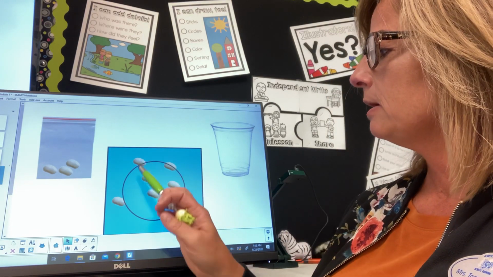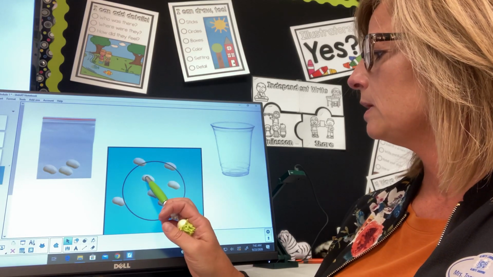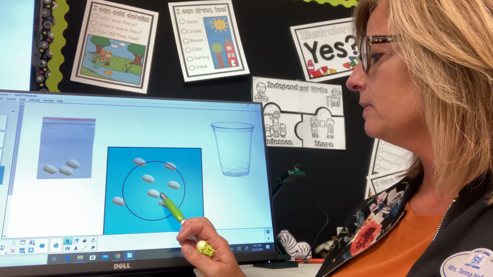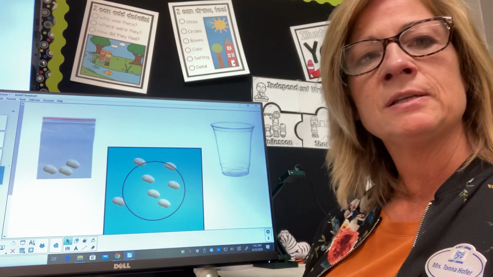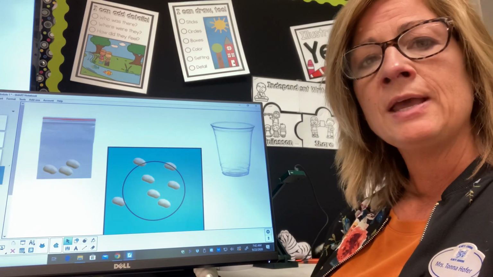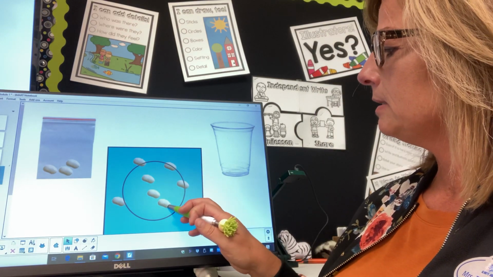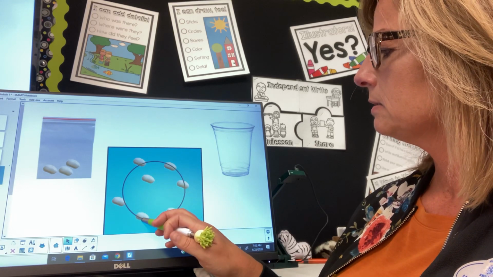So I'm going to start here and I'm going to end with this one. So I'm going to go 1, 2, 3, 4, 5, 6, 7. Did you make a counting plan for your beans? Good. All right, now let's move those beans and make a necklace. We're going to make a magic necklace.